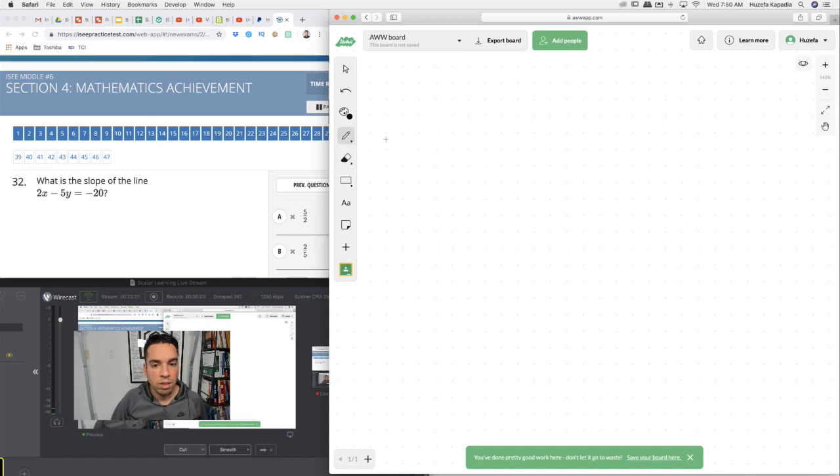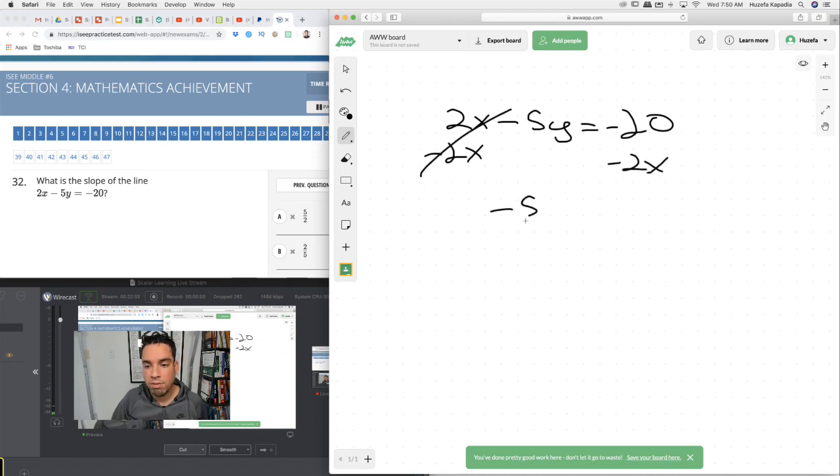All right. So it's 2x minus 5y equals negative 20. We want to put it into slope-intercept form. Which just means I'm going to isolate y. Subtract 2x from both sides. Negative 5y equals negative 2x minus 20, and then divide everything by negative 5.